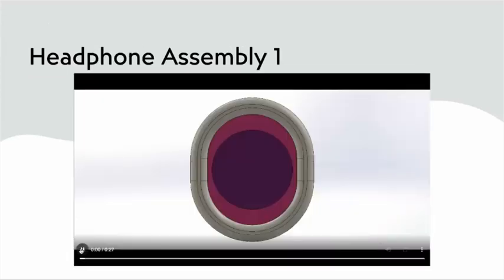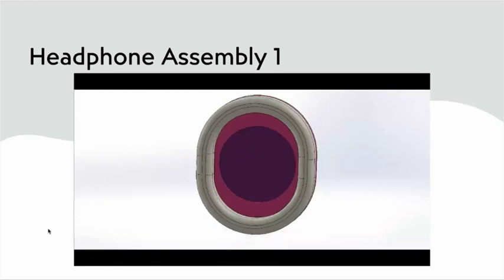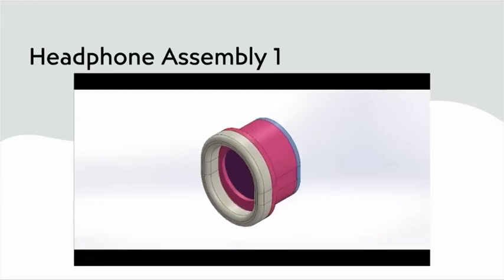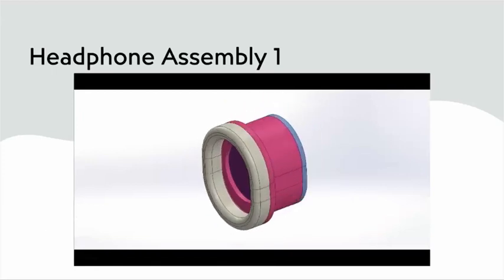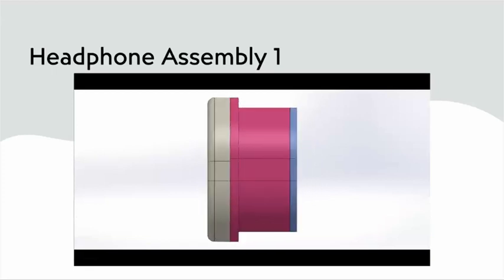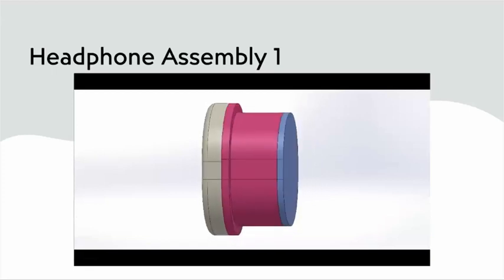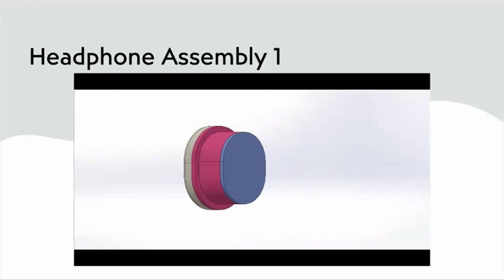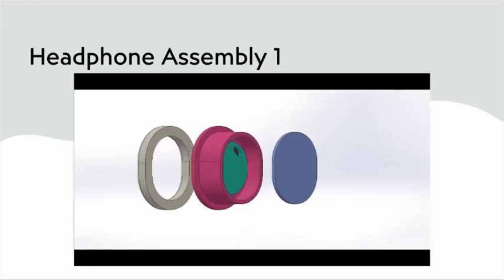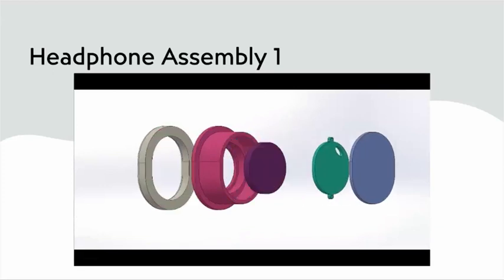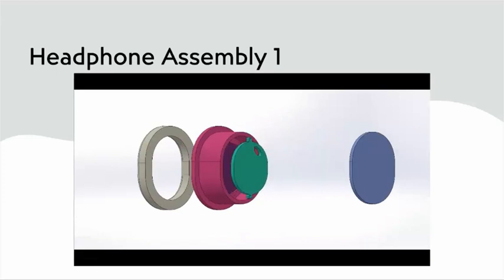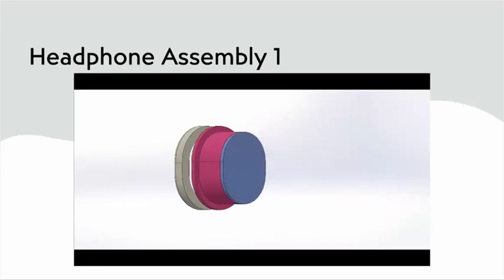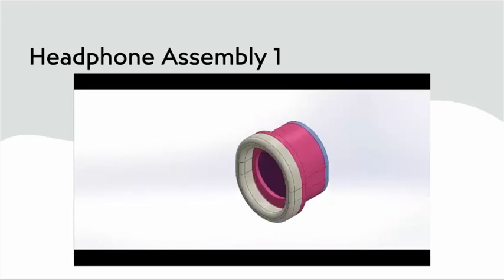This is the first headphone assembly. The gray is just a foam padding that will cover the ear. The dark purple there is a mock speaker. And then the blue is going to hold everything together, and that'll again be held down by screws. The green piece holds the microphone or the speaker in place, and it has holes for the wiring of the speaker to come out. And then between the green and the blue is where all the electrical components will go.